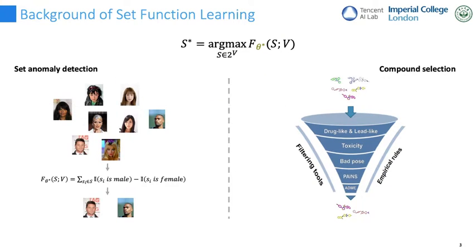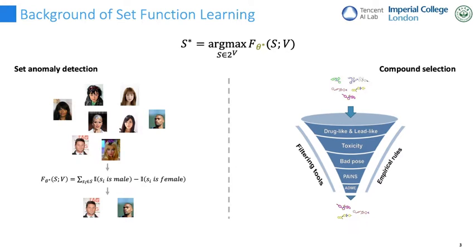There exists another application that has the same data generation process. For example, in anomaly detection shown on the left, you want to detect the male images from a bunch of female images. In this case, we could explicitly write out the underlying utility function, which is the sum of differences between two indicator functions. It can be seen that the subset of male images maximizes this set function.